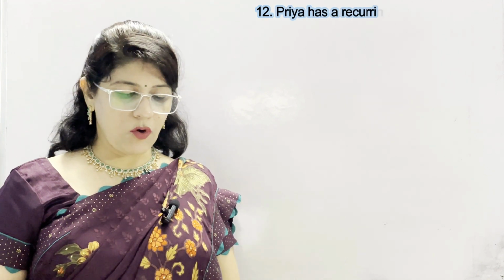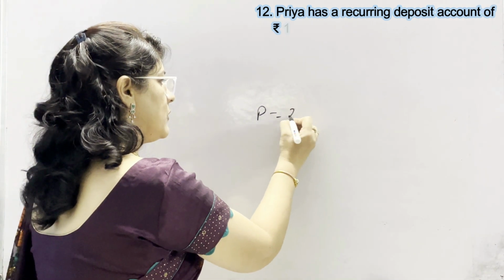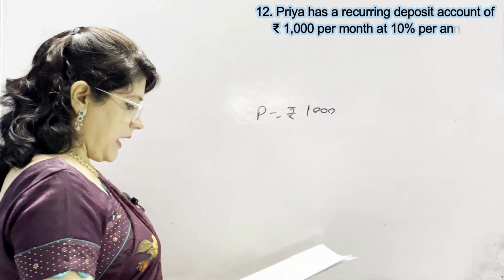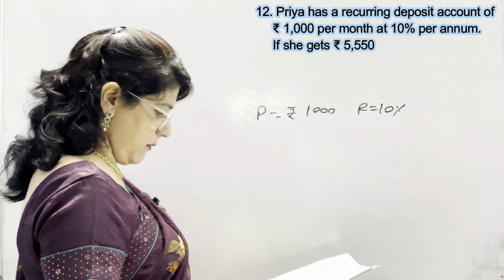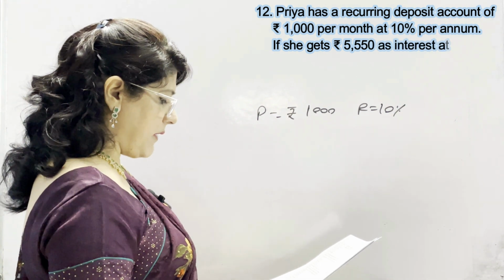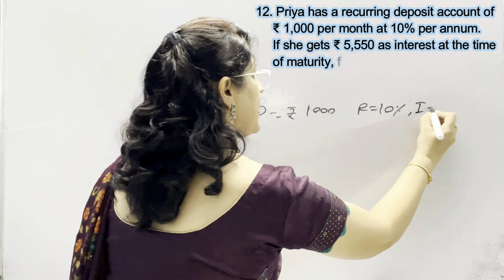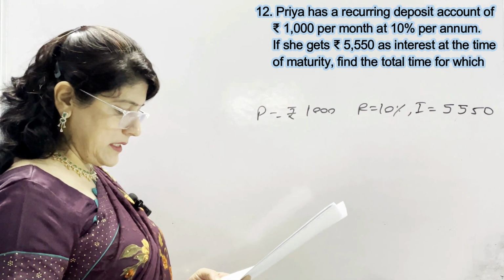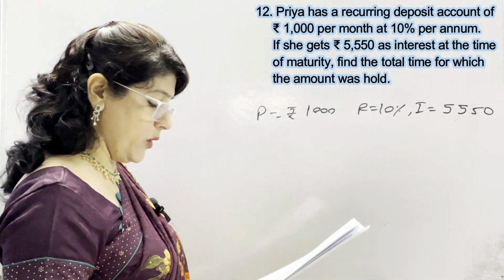In question number 12, Priya has a recurring deposit account of rupees 1000 per month. It means P is given as rupees 1000. At 10% per annum, rate is given as 10% per annum. If she gets 5550 as interest, interest is given in this question as 5550, at the time of maturity, find the total time for which amount was held.